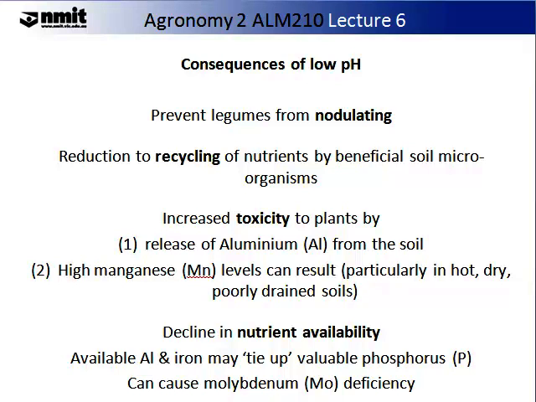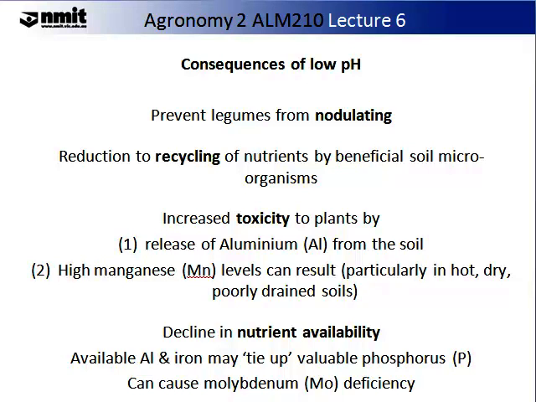Acidic soils can increase toxicity to plants by the release of aluminium from the soil, and toxicity can be experienced by high manganese levels resulting. This is common in hot, dry and poorly drained soils, all of which can be found in Australia.